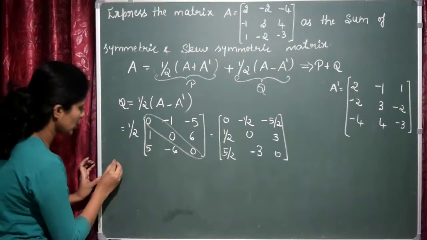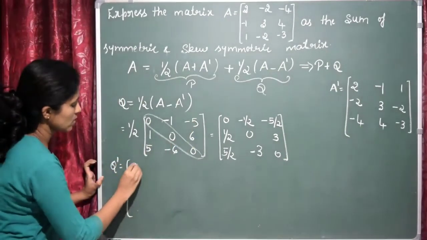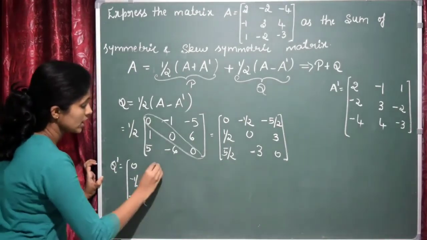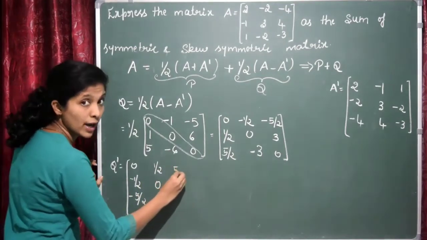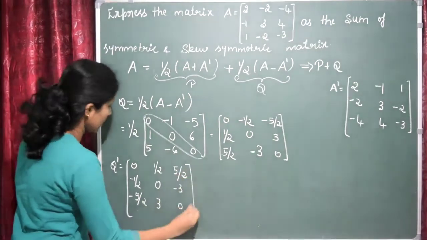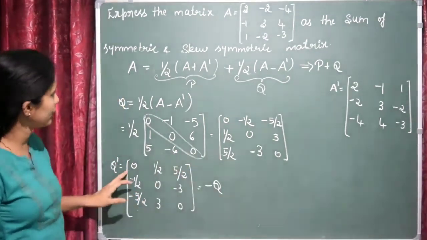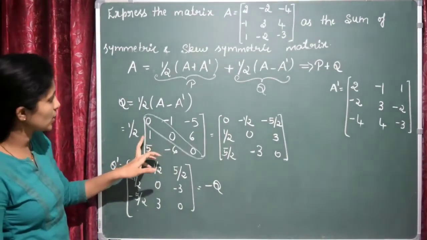Now we have to find Q dash. What is Q dash? Q dash will be now 0, minus 1 by 2, minus 5 by 2. Then 1 by 2, 0 and 3. Next will be 5 by 2, minus 3 and 0. So is it equal to minus Q? Right? If you take the minus common, it will be equal to minus Q. Is it clear? Minus Q.